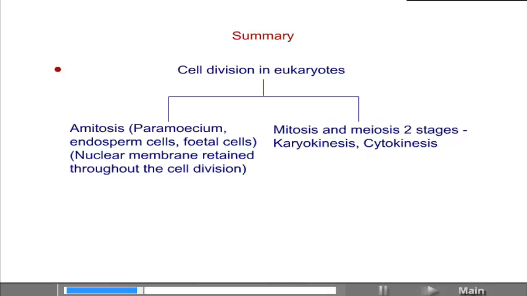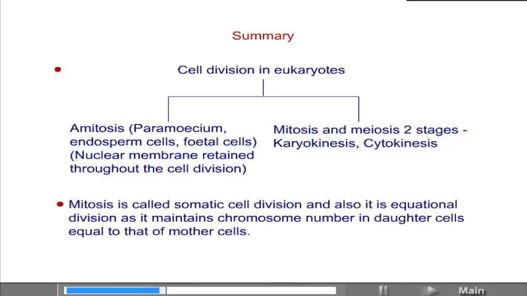Cell division in eukaryotes: amitosis, mitosis and meiosis. Amitosis is seen in paramecium, endosperm cells, and fetal cells. The nuclear membrane is retained throughout the cell division. Mitosis and meiosis have two stages, karyokinesis and cytokinesis. Mitosis is called somatic cell division, and also equational division, as it maintains the chromosome number in daughter cells equal to that of mother cells.